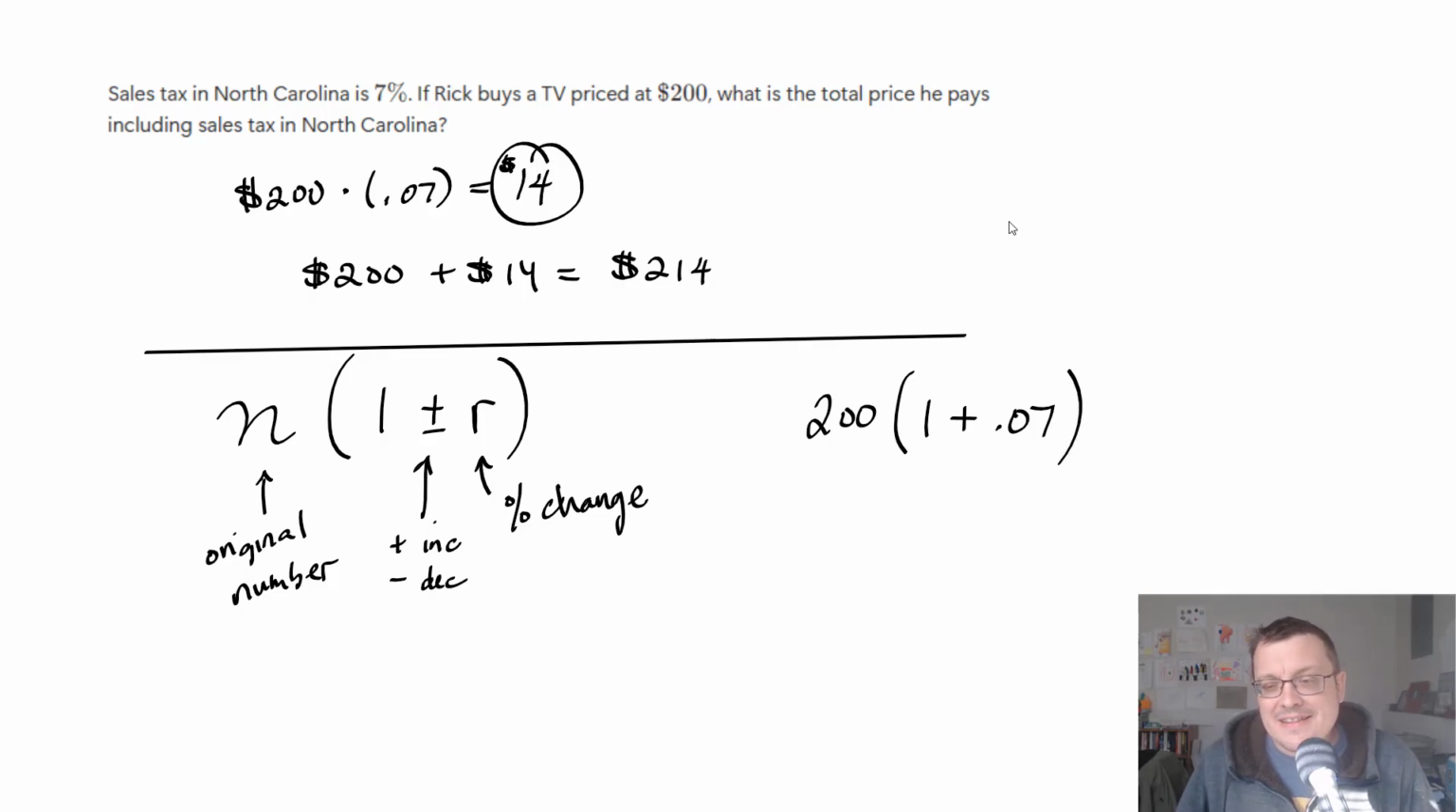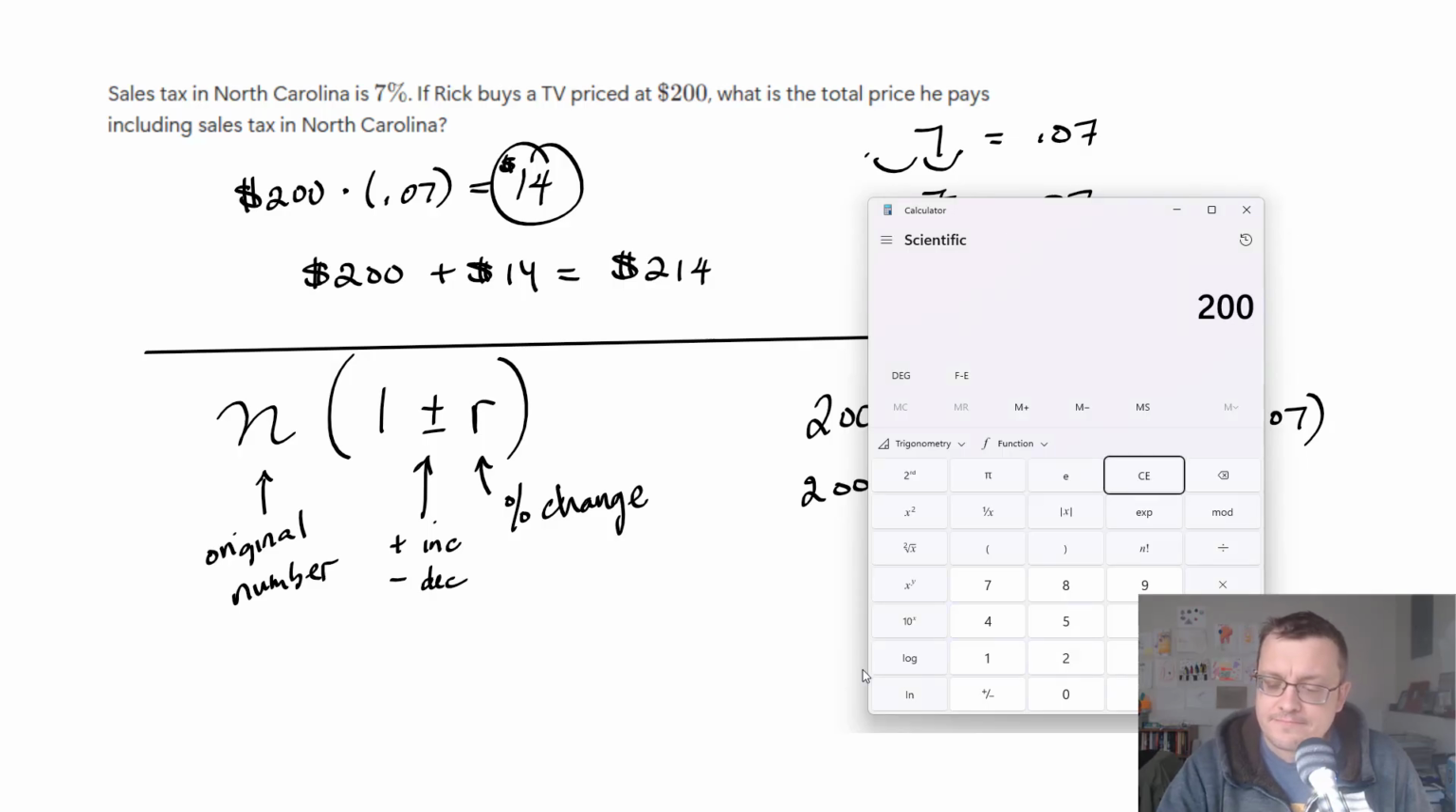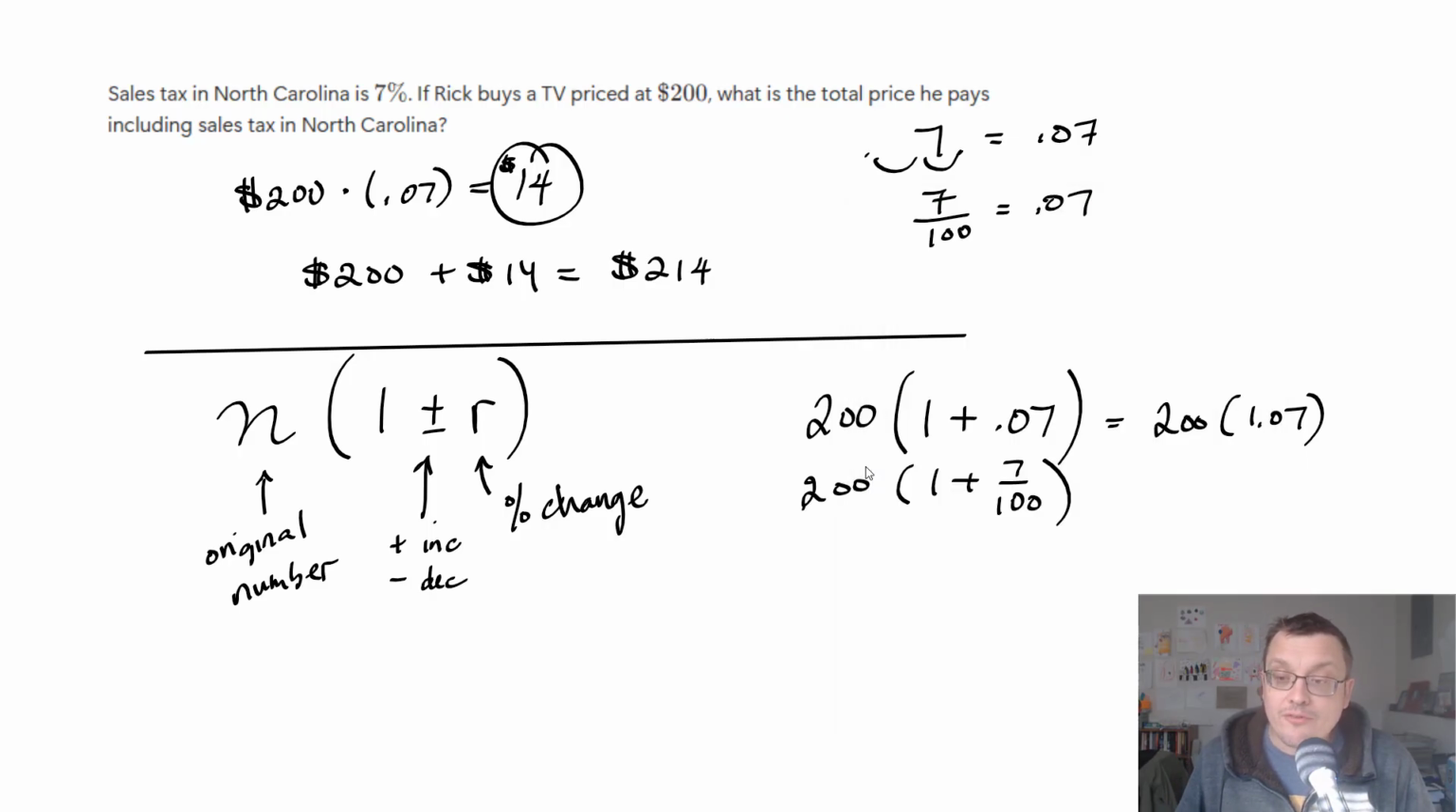Remember, when you're using these percents in any kind of calculation, you have to turn them into their decimal form or fractional form, right? So you can take that 7%, either move the decimal point over 2 places, or you can take any percent that you're given, divide it by 100, and that's the same thing. So I could either multiply this by 200 times 1 plus 0.07, or 200 times 1 plus 7 over 100. It's the same thing. I typically will just do this. So we end up with 200 times 1.07, and now we just put that in our calculator. We get the same answer, of course.